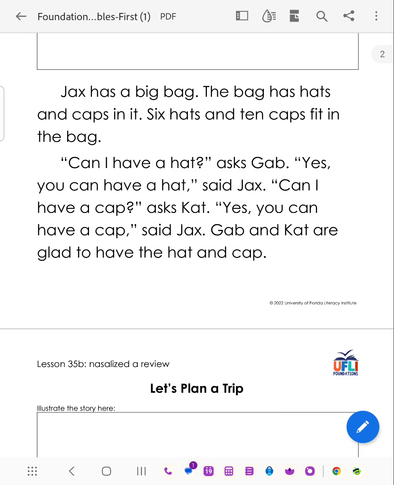Jax has a big bag. The bag has hats and caps in it. 6 hats and 10 caps fit in the bag. Pause. Can I have a hat? Asked Gab. Yes, you can have a hat, said Jax. Can I have a cap? Asked Cat. Yes, you can have a cap, said Jax. Gab and Cat are glad to have a hat and a cap.